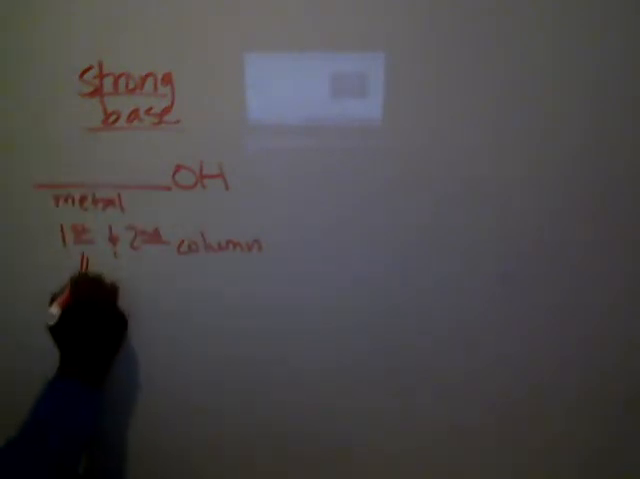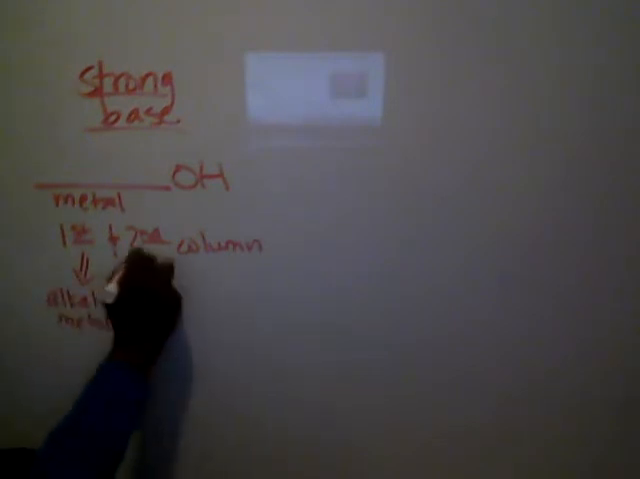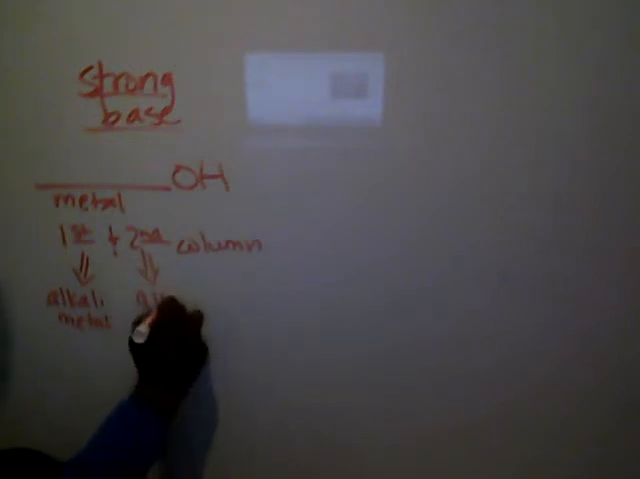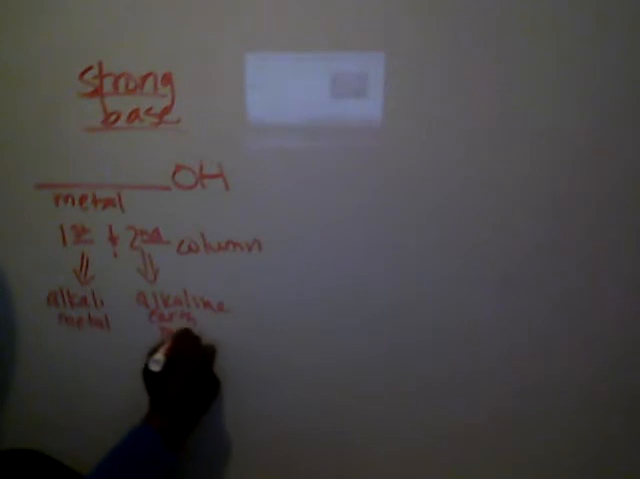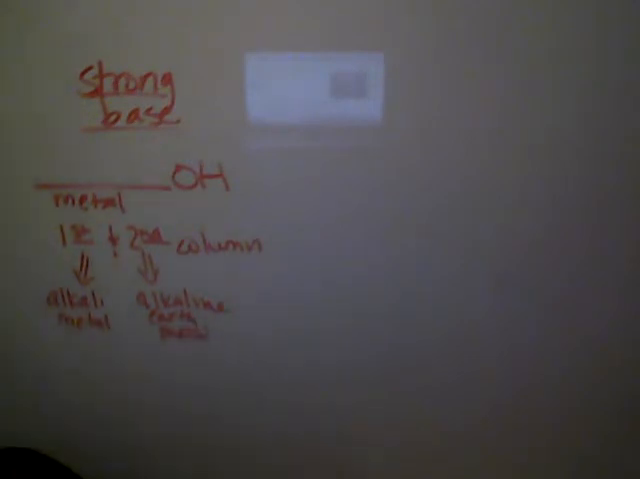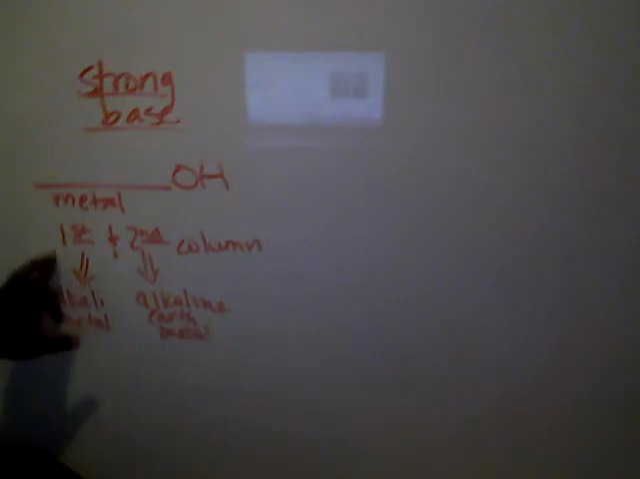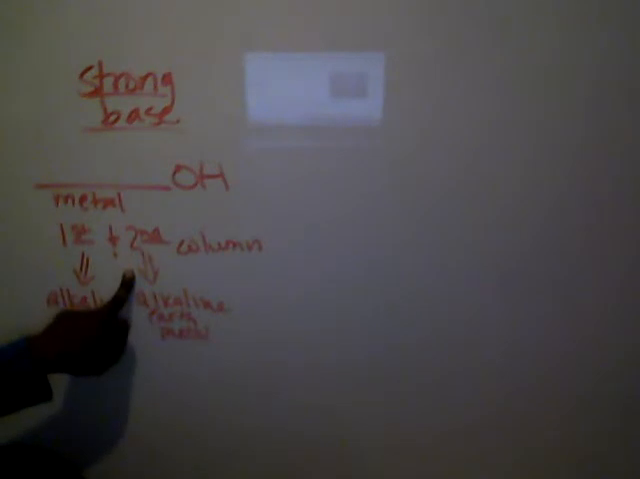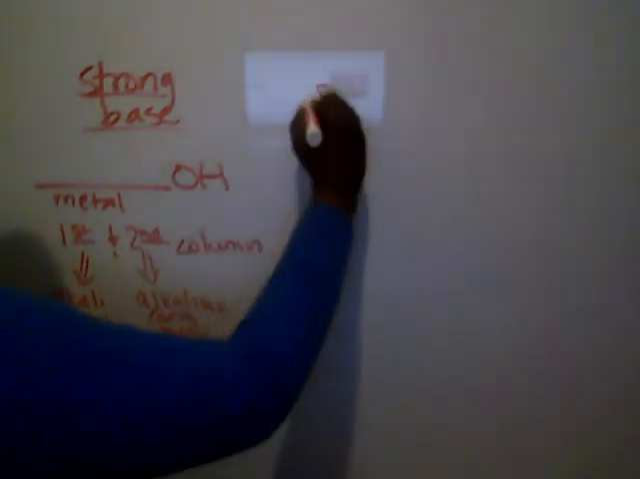Just to kind of review, things from the first group are called alkali metals. So if you use an alkali metal, that makes it a strong base. If you also likewise use an alkaline earth, those are the ones from the second column. So if you use any metal from the first or second column with hydroxide, that makes it a strong base. Now between these 2 groups, the first group is stronger. So anything that's in the first column is the strongest absolute base. The second column is pretty strong, but not nearly as strong as the first one.